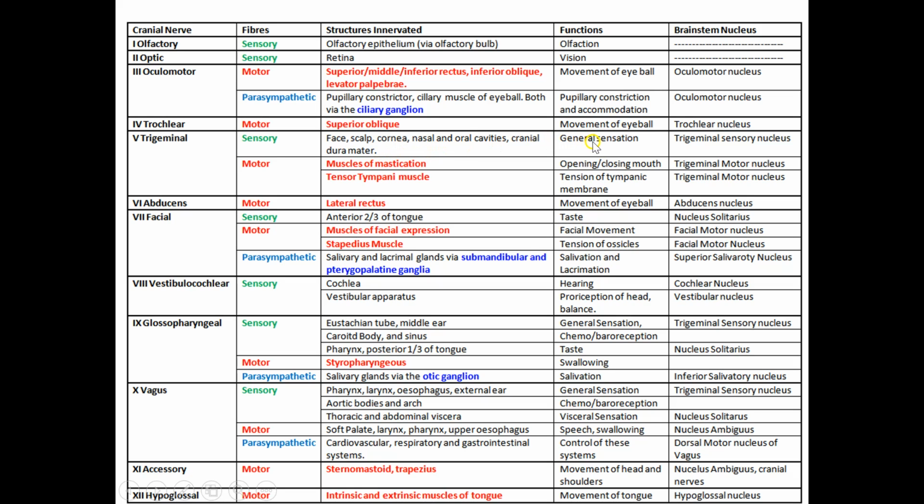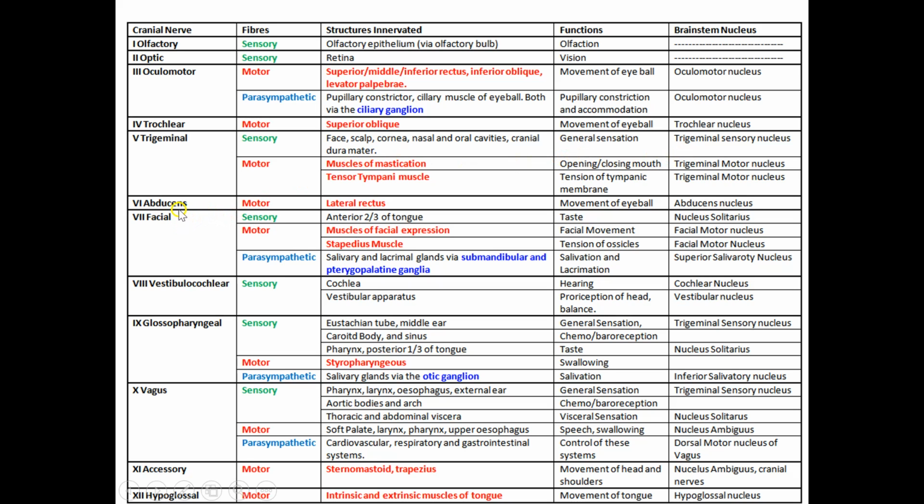The purpose of this sensory innervation is basically general sensation, and the nucleus lies in the trigeminal sensory nucleus in the brainstem mainly. The motor component of the trigeminal nerve innervates the muscles of mastication and the tensor tympani muscle. Muscles of mastication are involved with chewing, not swallowing, sorry, but chewing, and basically opening and closing of the mouth.